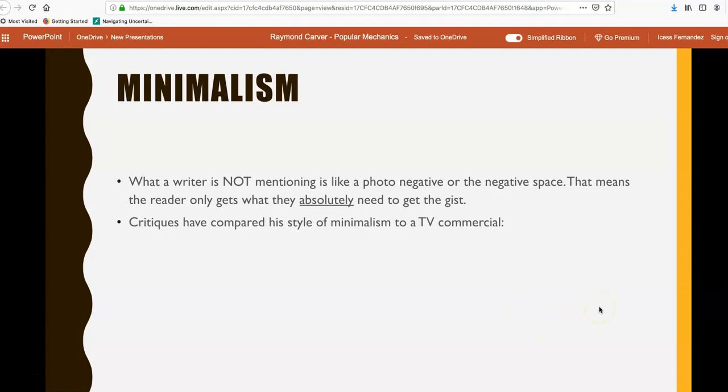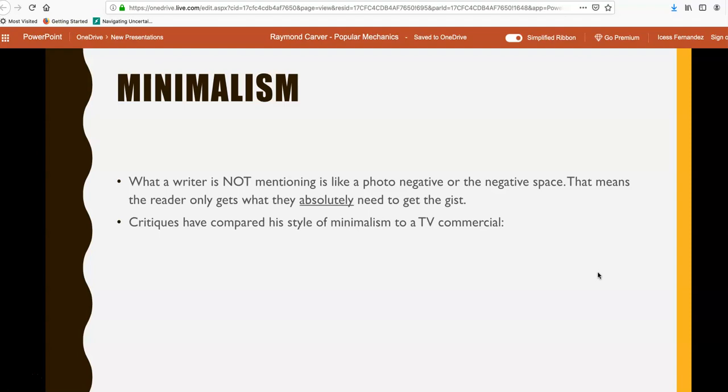What the writer's not mentioning, what's in the negative space, means that that is what the writer is absolutely saying. Critics have compared this style to a TV commercial: you just get a snippet, and that snippet is supposed to tell you about everything. There are some things you don't get in the story. You don't get names. You barely know that the baby is a boy.